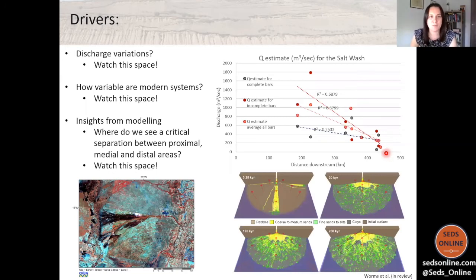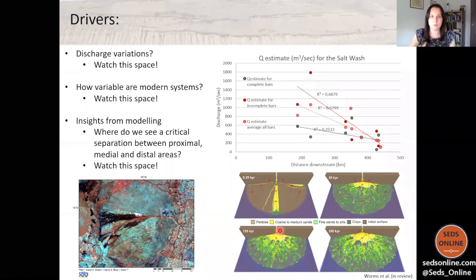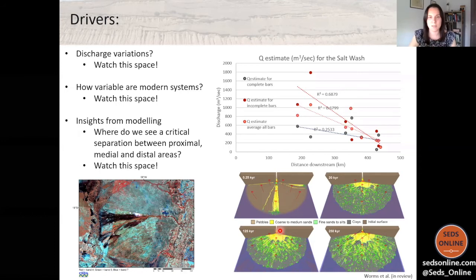And also insights from modeling. This is work being undertaken by Swiad Worms up in Aberdeen. This work is currently in review, so again, watch this space, but the process style modeling for modern stratigraphic modeling can all give us really important insights. We're always looking at the finished product when we look in the rock record, but this gives us an avenue to play around with accommodation and sediment supply and see how that affects the architecture and the statistics in terms of the characteristics and the variabilities that we see within the systems.